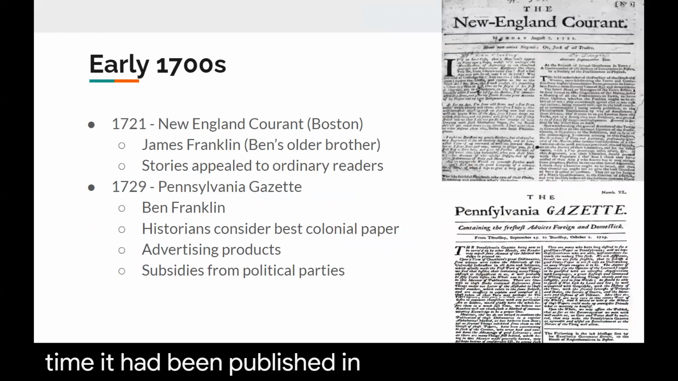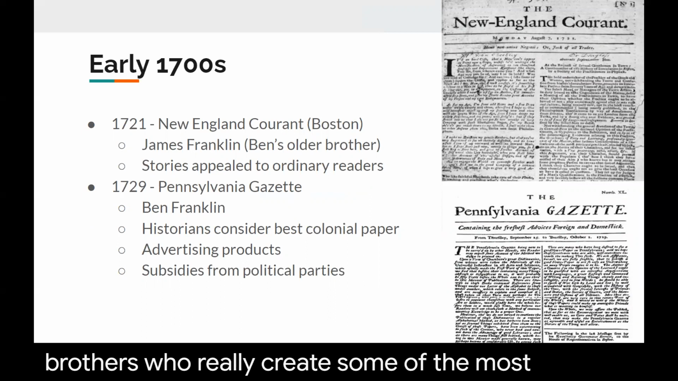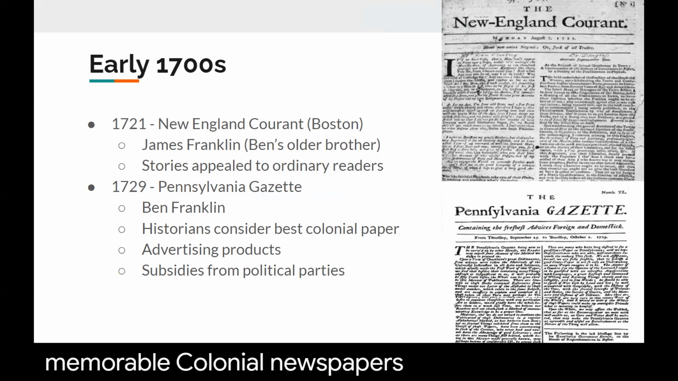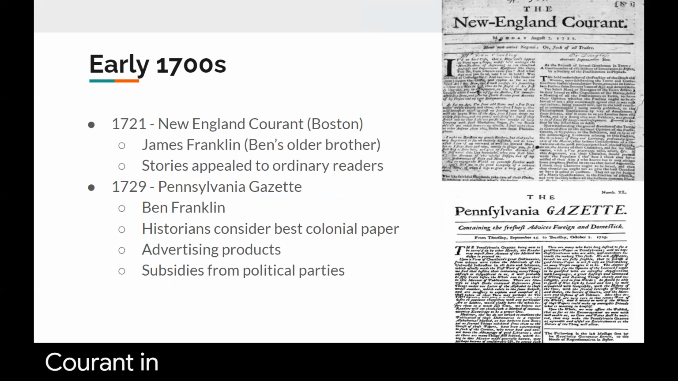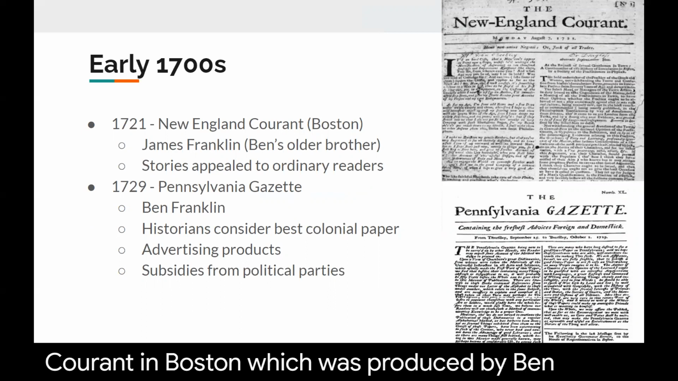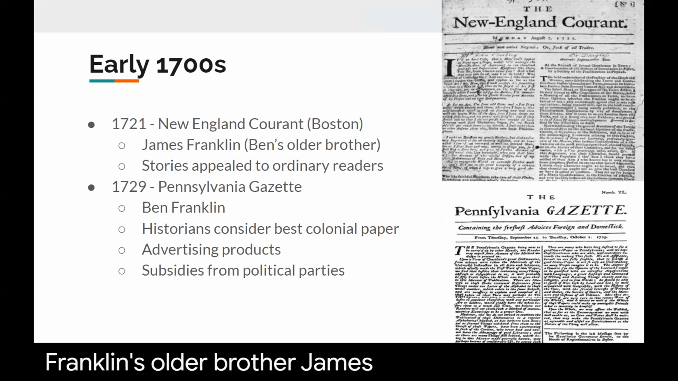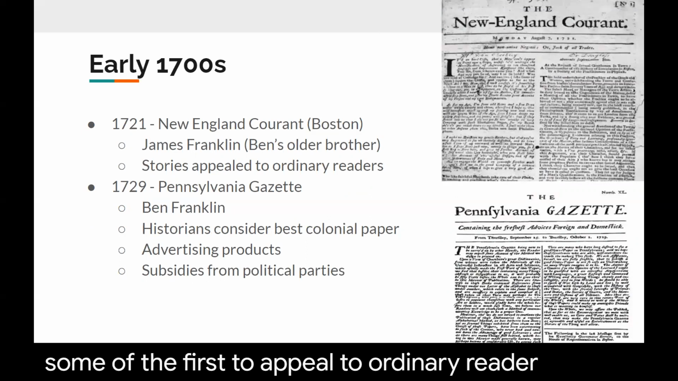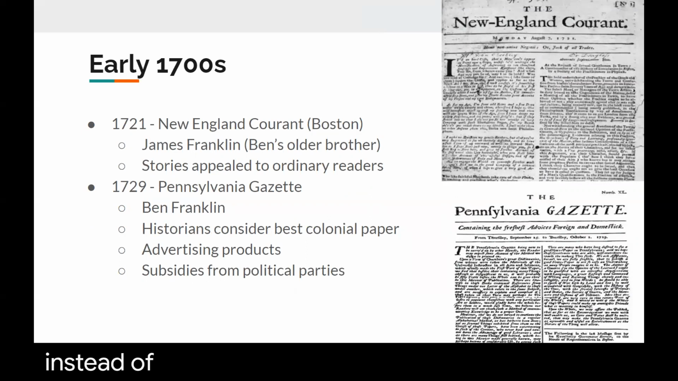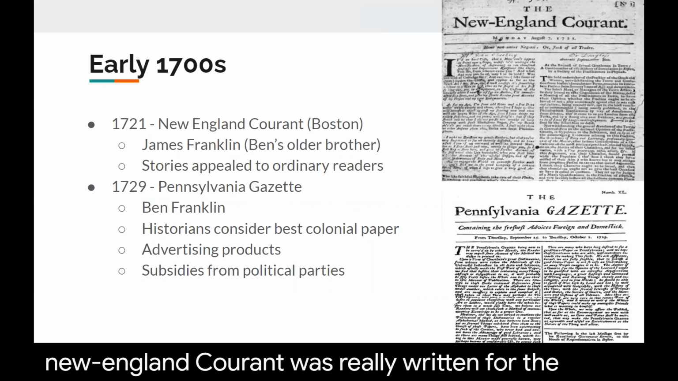In 1721, we have two brothers who really create some of the most memorable colonial newspapers, the New England Courant in Boston, which was produced by Ben Franklin's older brother, James. These stories were some of the first to appeal to ordinary readers. Instead of really writing for high class, affluent leaders in our country, the New England Courant was really written for the everyday man.